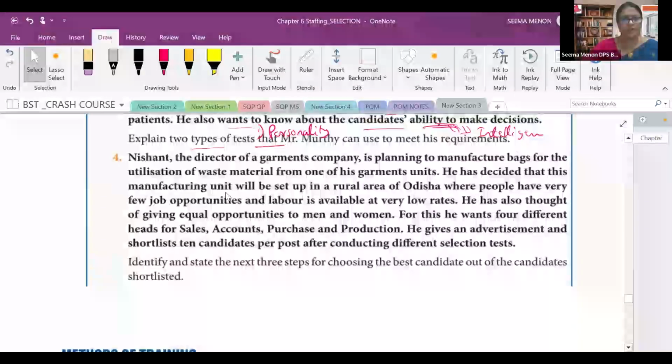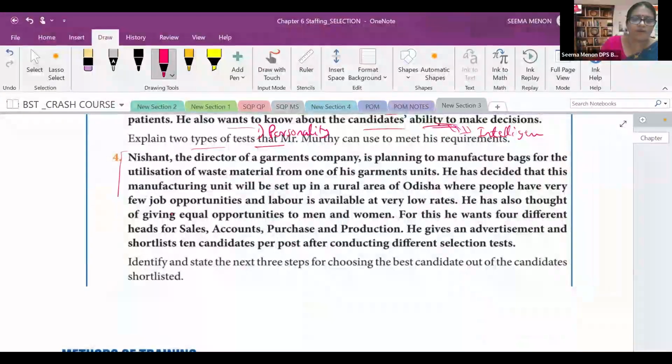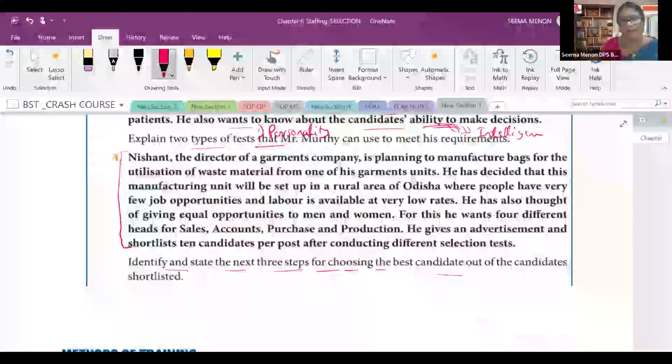Coming back to the next one. The next case study is also equally important. There are various levels or various processes in the selection process. This is a little bit big or large question, a lengthy question. So you will read the question first. Identify and state the next three steps for choosing the best candidate out of the candidates shortlisted.